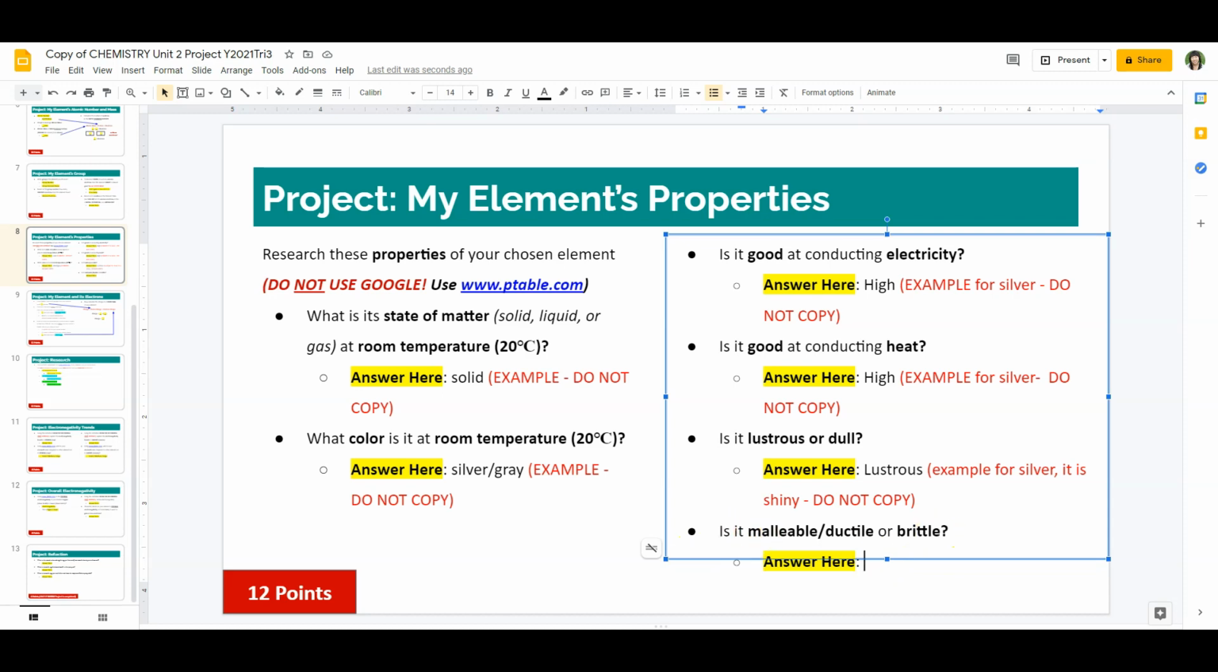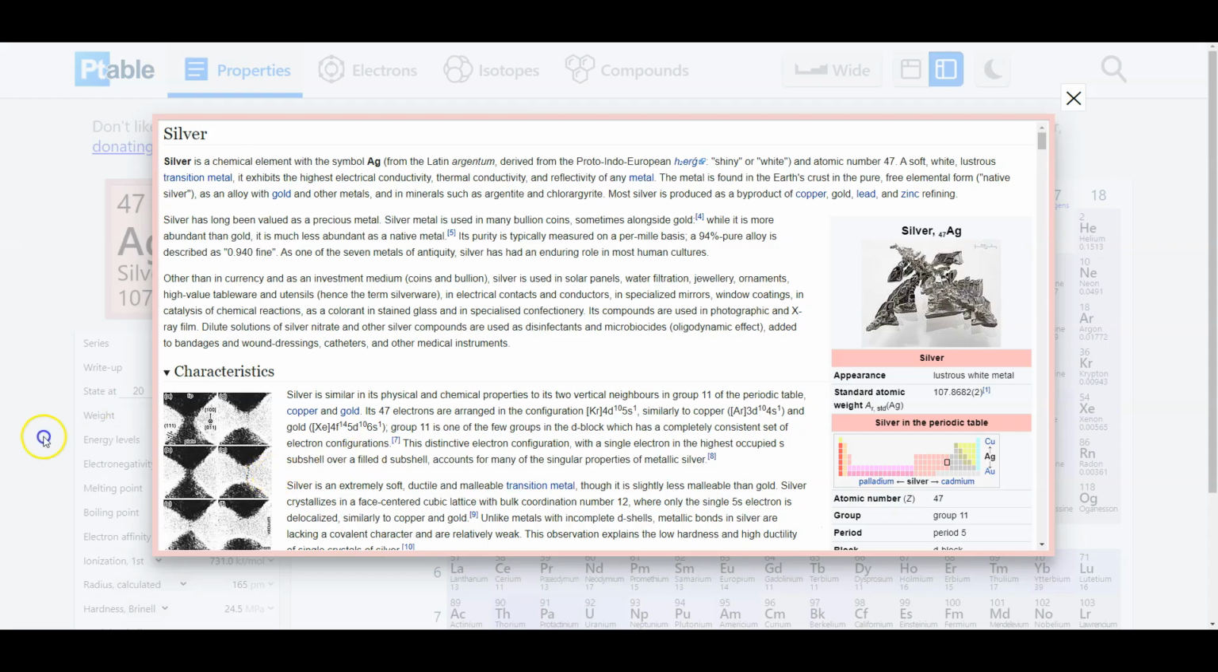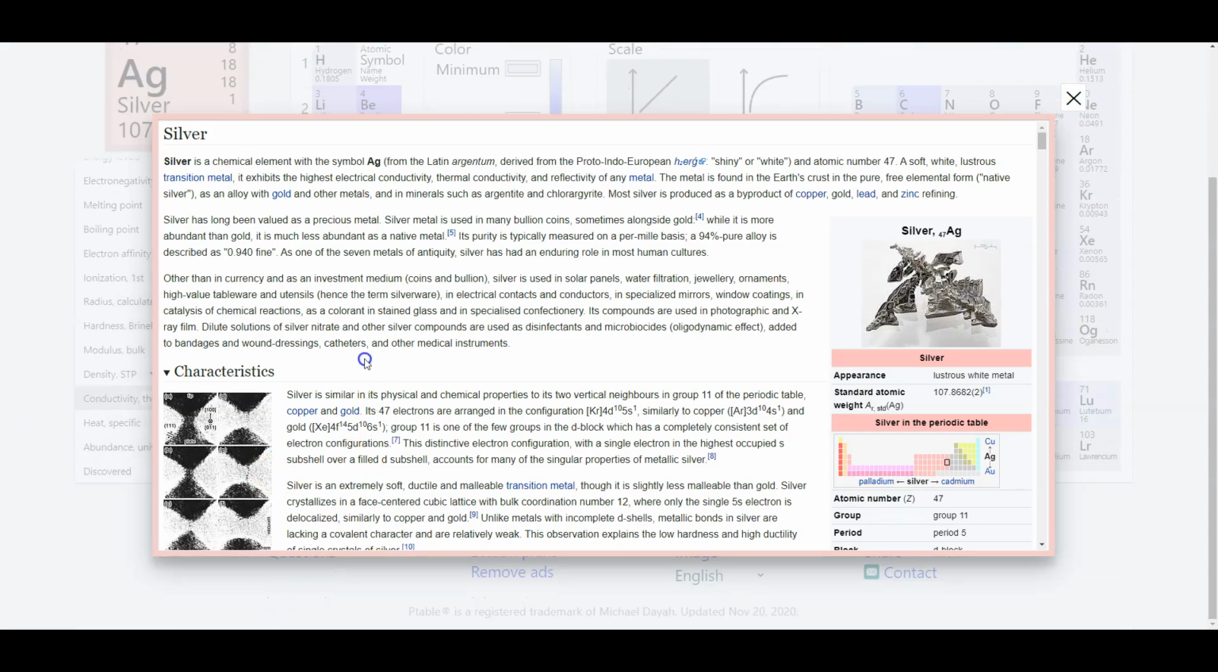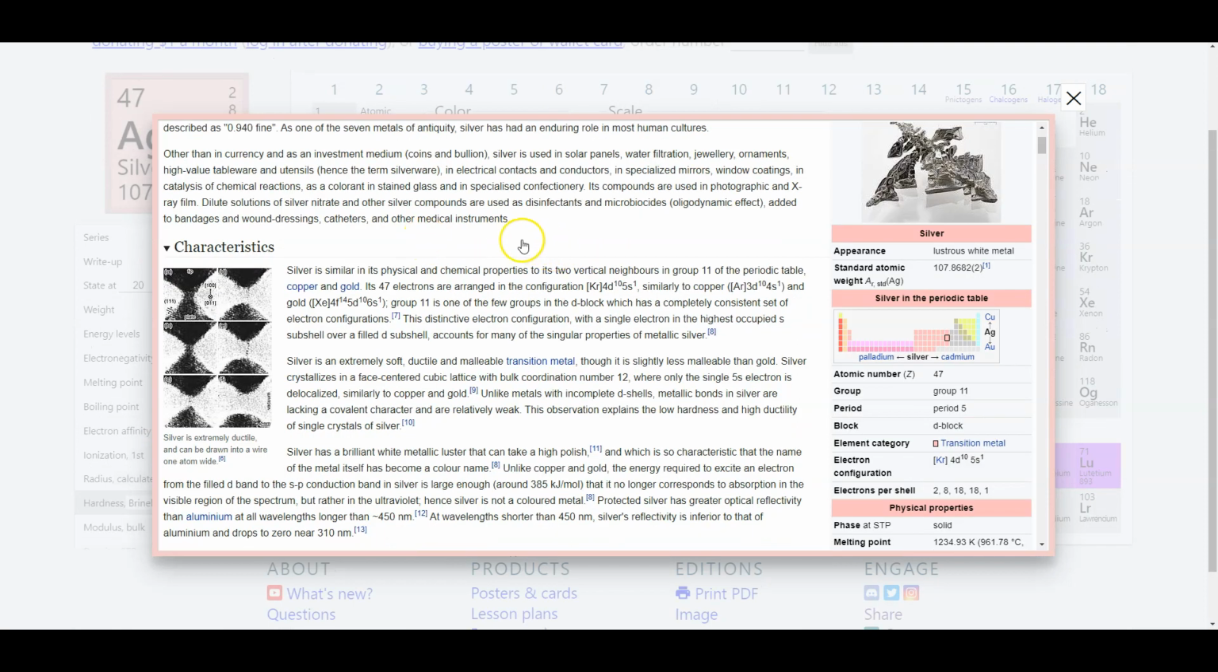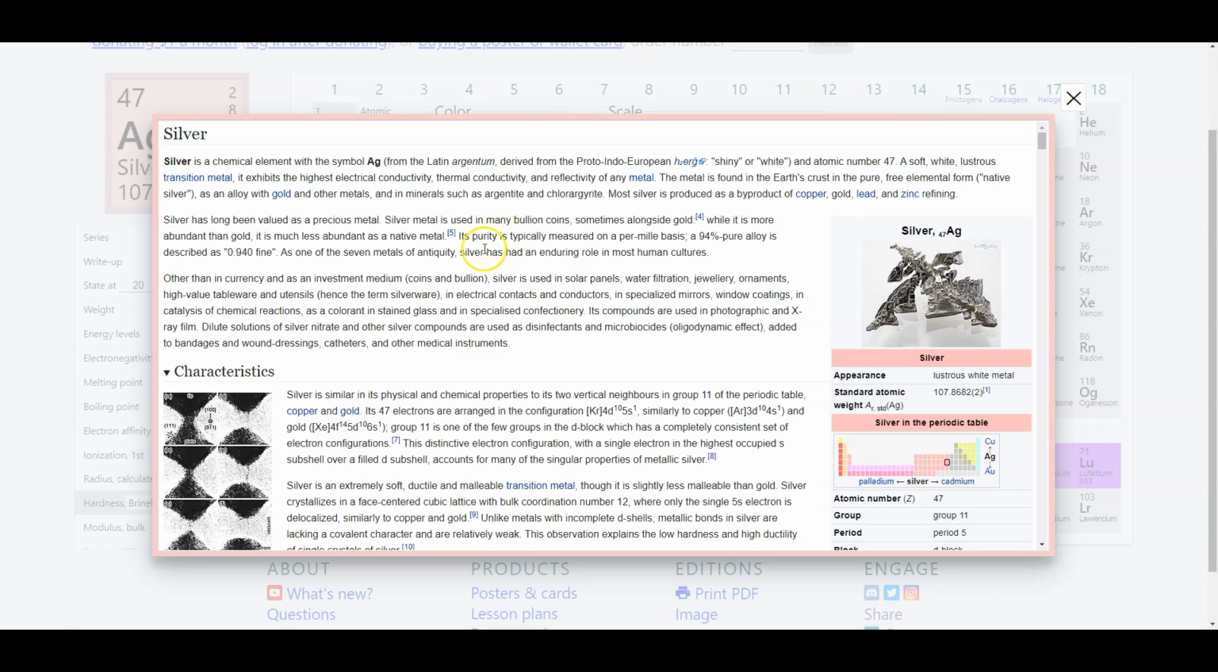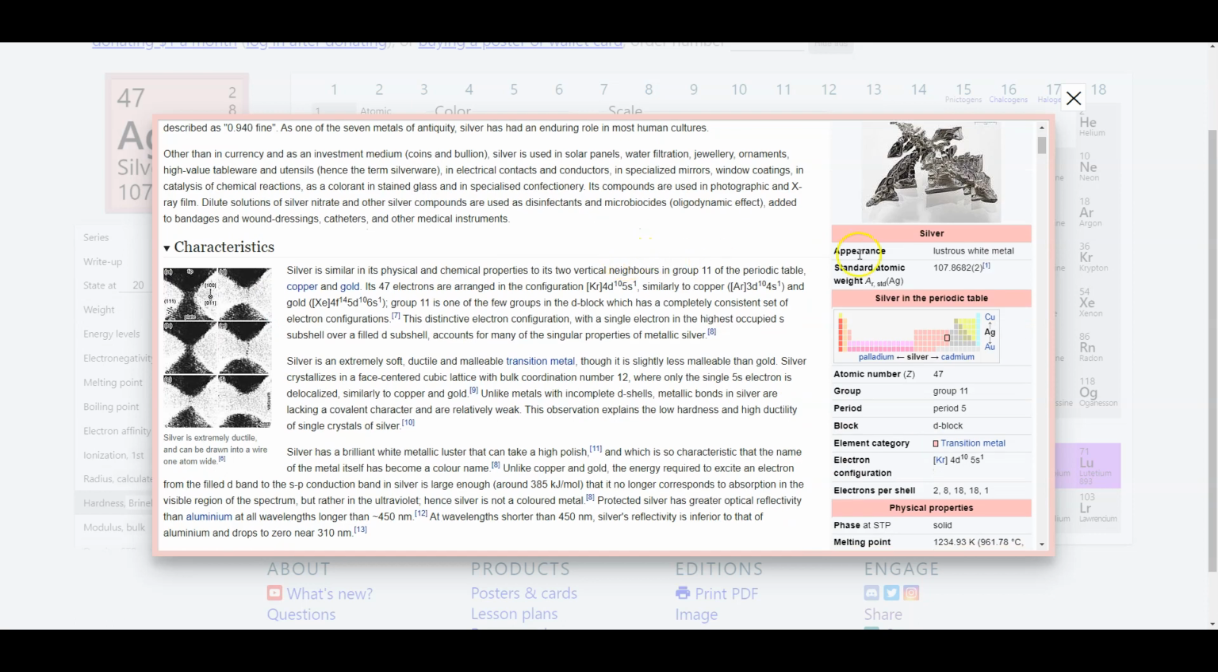Is it malleable, ductile, or brittle? So we're going to take a look at its malleability, and we can find this by looking at the Wikipedia page. If it's a metal, it's most likely malleable. If it's a non-metal, it's most likely non-malleable, or most likely brittle. And if it is a metalloid, it could be either malleable or brittle, although usually more brittle.